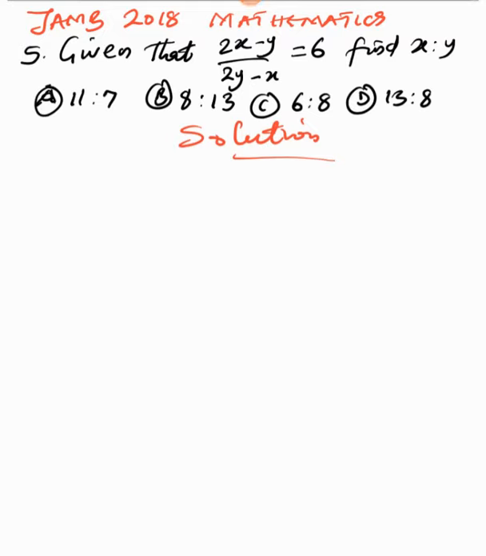Question number 5, JAMB 2018 Mathematics. Given that 2x minus y over 2y minus x equal to 6, find x ratio y. The options are given below. Solution. We have 2x minus y over 2y minus x equal to 6. So we make it over 1. Now we can cross multiply.